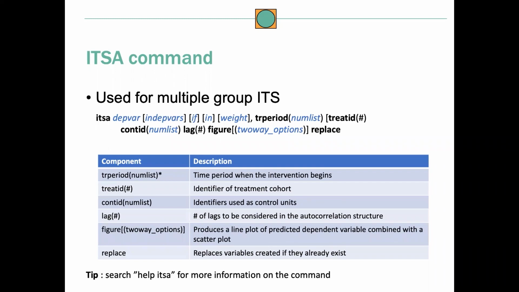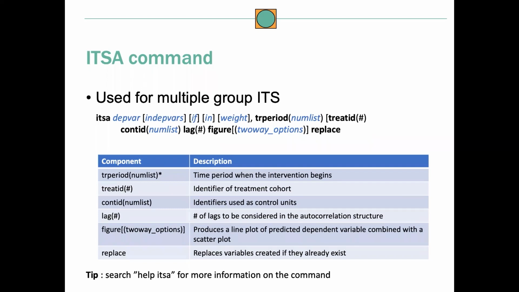Since it's a multiple group interrupted time series, we omitted the word single, so you don't see it appearing in this command. Our treatment or treat ID specifies the identifier for the single treated cohort, and this value should be in the panel variable used when the dataset was declared. Our control ID specifies the unique identifier for the control. And if you omit the control ID, then all the other groups in the data set that are not your treatment variable will be used as controls. You can specify the number of lags that will be considered in the autocorrelation structure, and the default is 0.